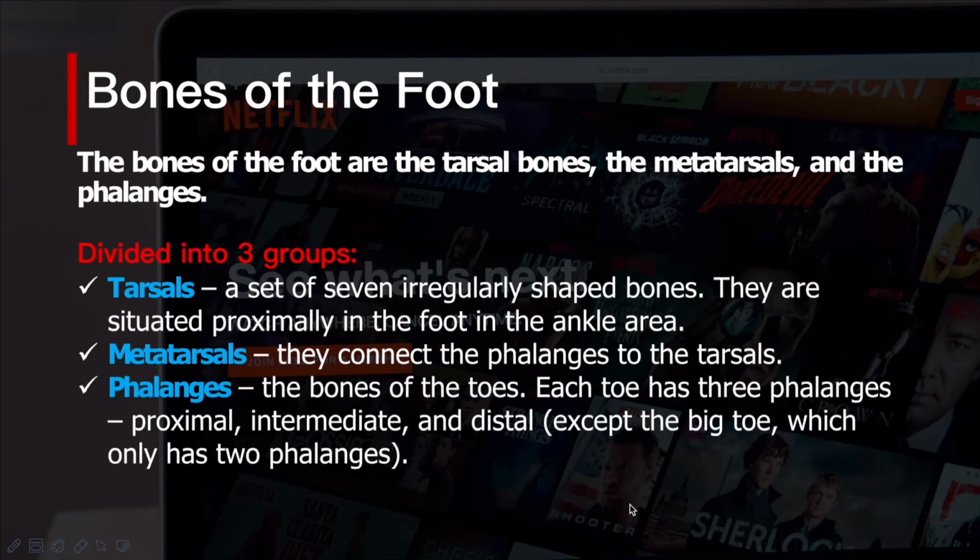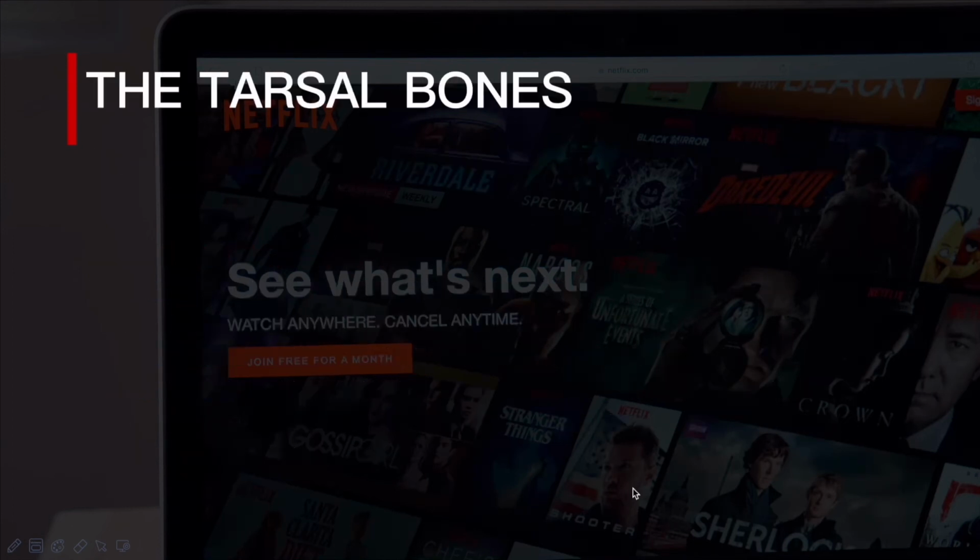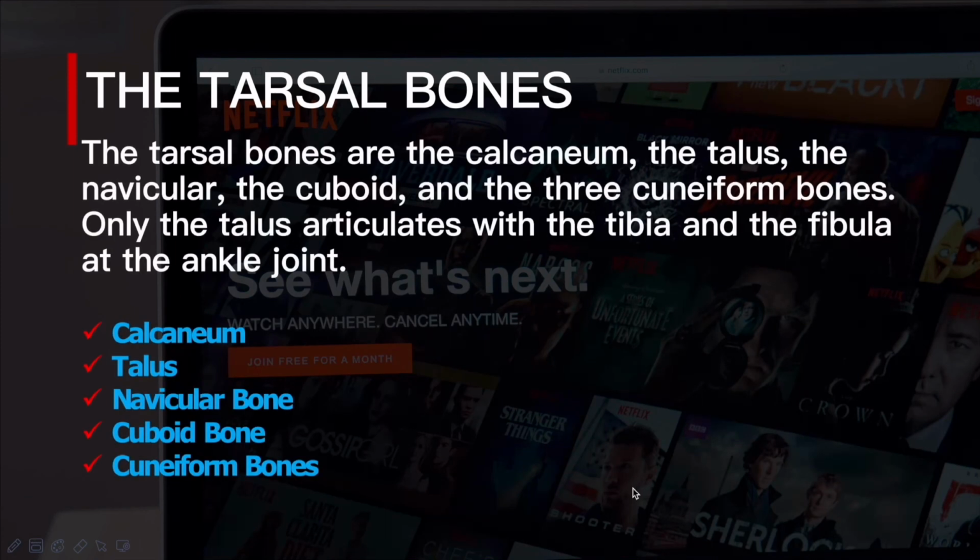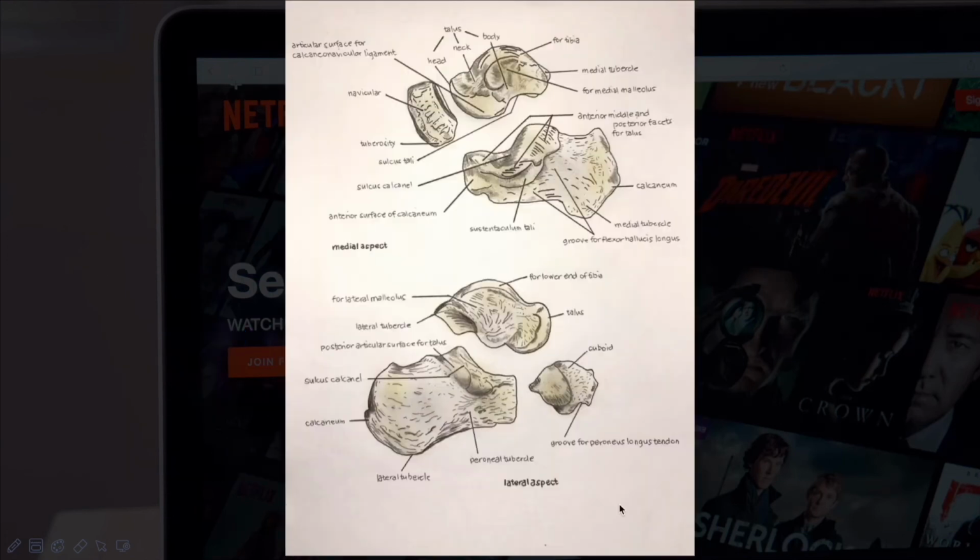They are situated proximally in the foot in the ankle area. Metatarsals, they connect the phalanges to the tarsals. Phalanges, the bones of the toes. Each toe has 3 phalanges, proximal, intermediate, and distal, except the big toe, which only has 2 phalanges. The tarsal bones. The tarsal bones are the calcaneum, the talus, the navicular, the cuboid, and the 3 cuneiform bones. Only the talus articulates with the tibia and the fibula at the ankle joint.